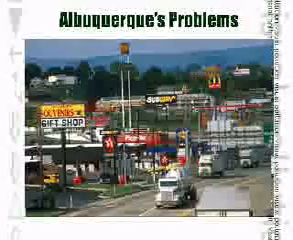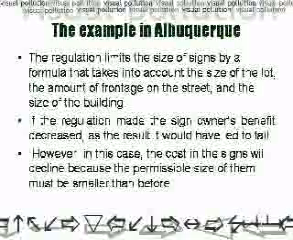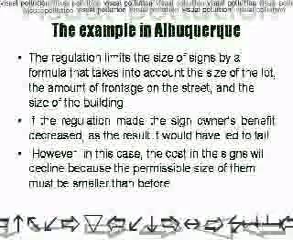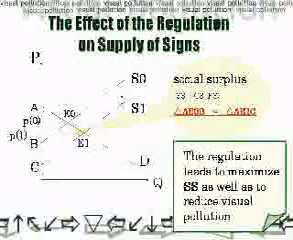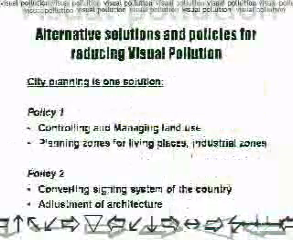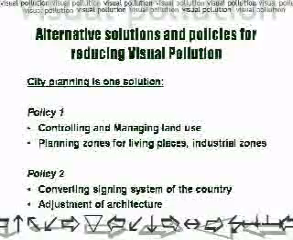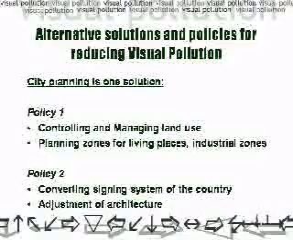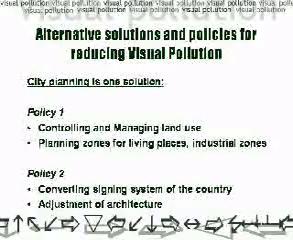The alternative solutions or policies of land use for reducing visual pollution. Careful city planning is one solution to avoid future visual pollution. We divided this solution into two policies. First, strict control of how the land is being used. The zones planned for people to live in as well as industrial zones need to be managed and supervised.